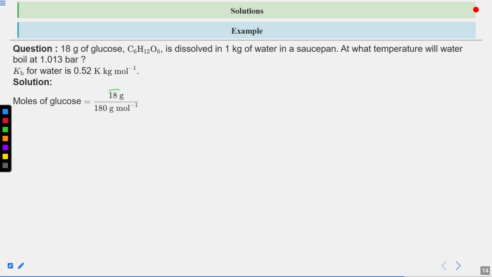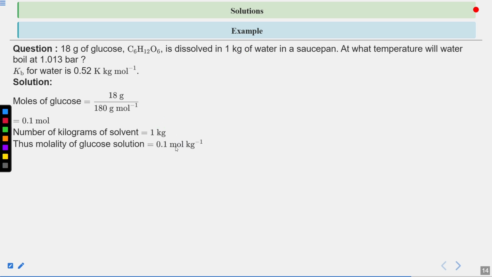Moles of glucose: we have 18 gram, and its molar mass will be how much? 180 gram per mole. So we can divide these two to get the number of moles. This will be equal to 0.1 mole. Then what is the solvent's mass? It is 1 kg, given in the question. And the molality of the solution is therefore 0.1 mole per kg.